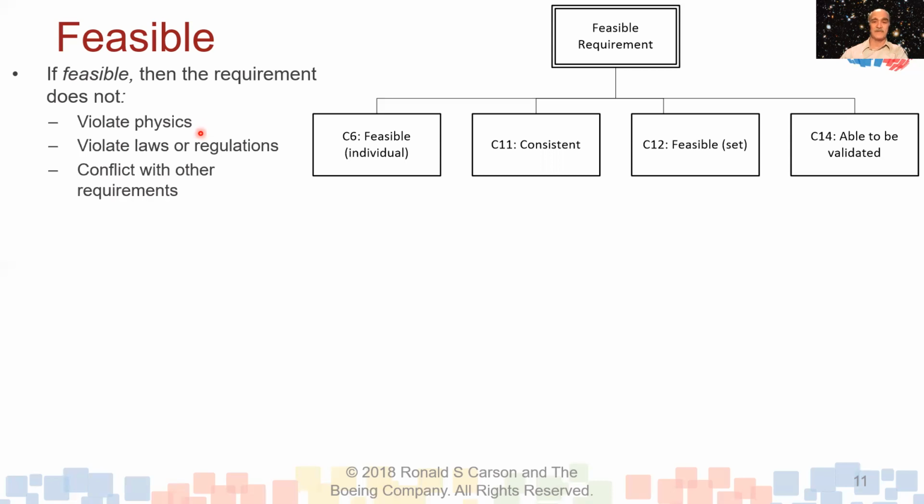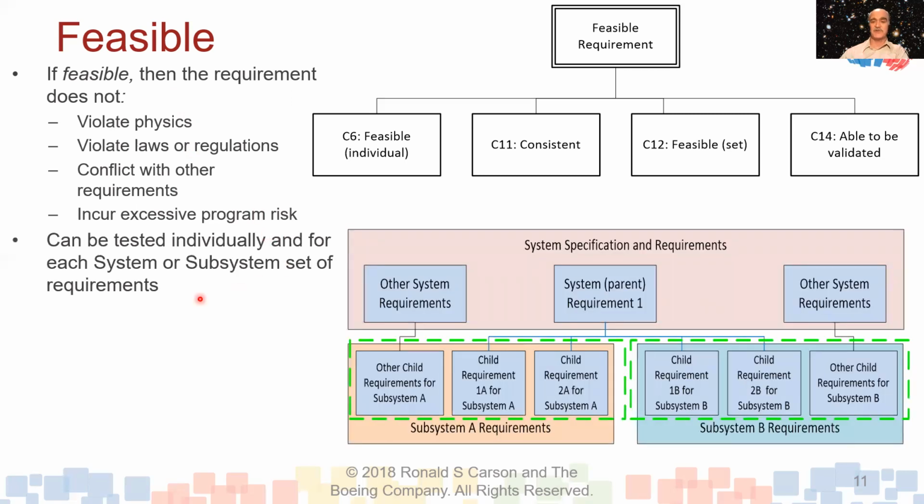If it conflicts with other requirements, then either that requirement or the set of requirements is infeasible, because both requirements or the set of conflicting requirements cannot be satisfied concurrently. That's what we mean by conflict. And the last element is not a hard boundary here. It's, does it incur excessive program risk? In other words, it may not be absolutely an issue, but it may not be feasible with respect to the program as it is defined. So we might have to say, we could do that, but not on the schedule or with the budget that we have. These characteristics can actually be tested individually, one at a time for each requirement, and as a set.